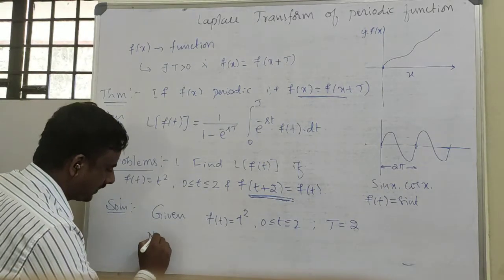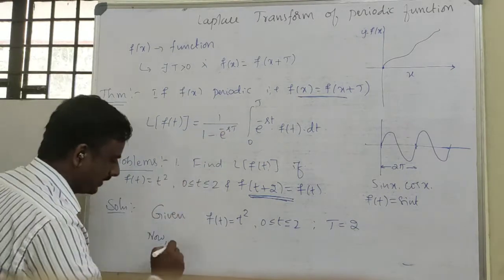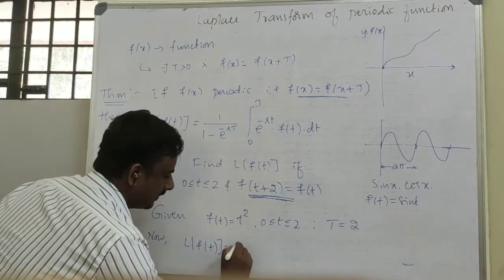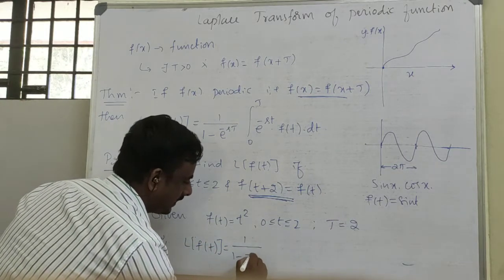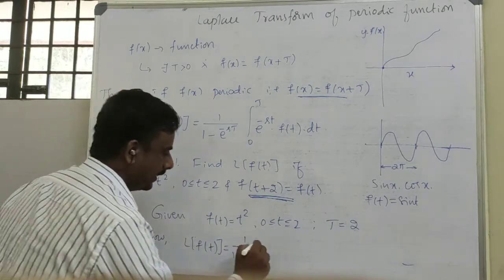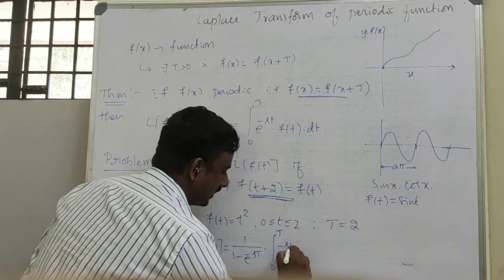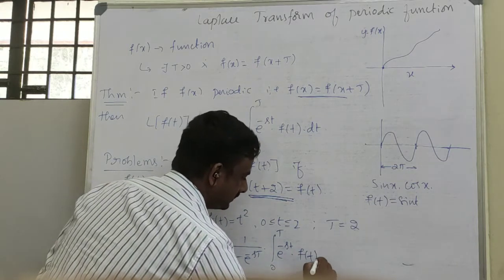Now I'll recall this formula. Laplace transform of f of t equal to 1 divided by 1 minus e power minus s into capital T, into integral 0 to capital T e power minus st f of t dt.